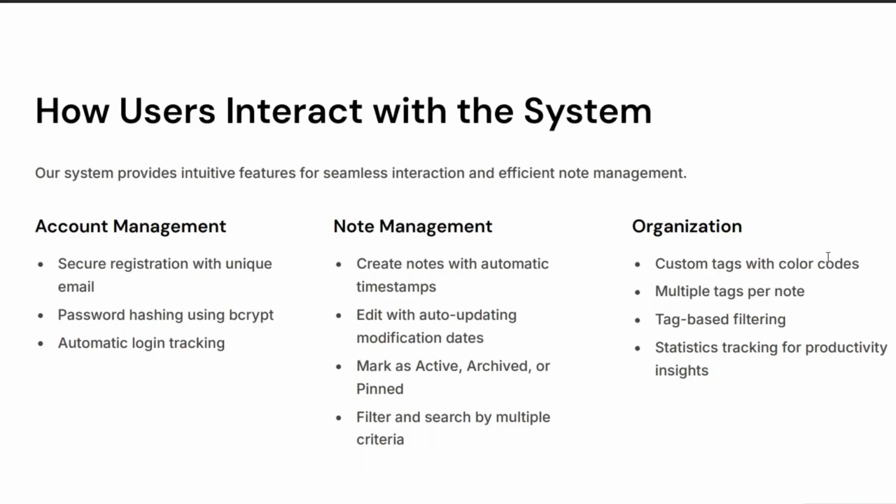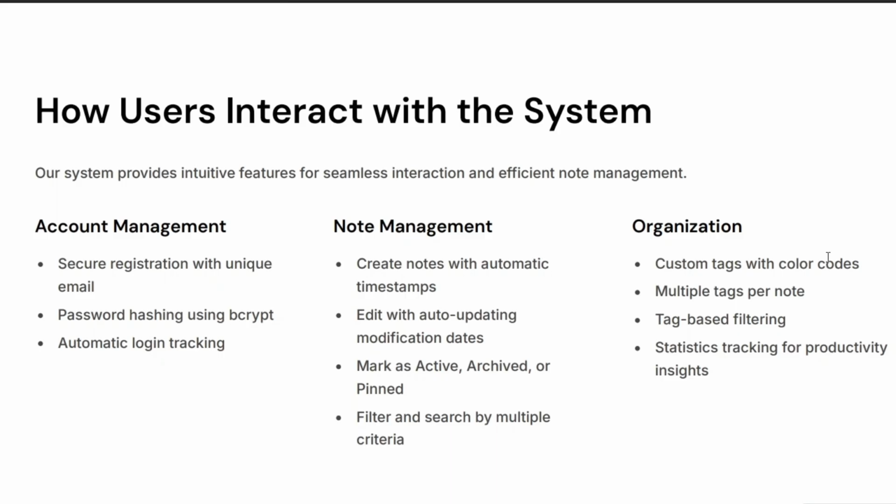Thanks, Brandon. Now I'll explain how the users actually interact with our system. As you can see on this slide, we've organized the user experience into three main categories. Starting with account management on the left, when users first join, they go through a secure registration with a unique email address. The system ensures no two users can have the same email.